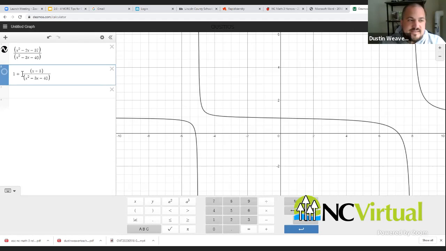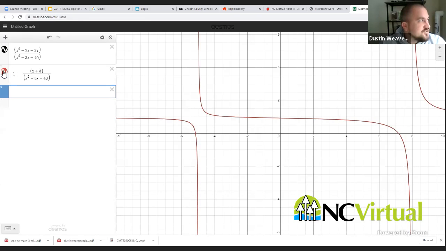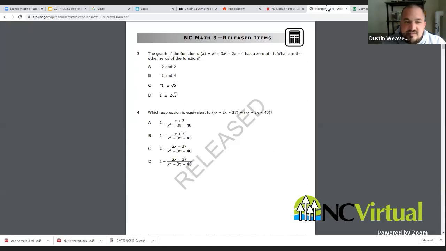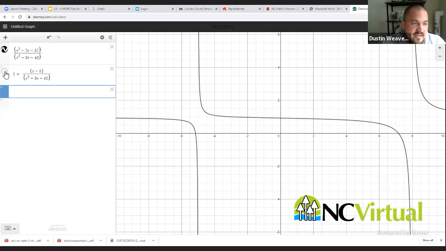But in answer choice A, when I say 1 plus that, and then I put that equation there, it sits directly on top of the original equation, which means it is the exact same equation. And since it is the exact same equation, then we know that that is the answer. So question number 4, our answer would be A, 1 plus x plus 3 over x squared minus 3x minus 40.